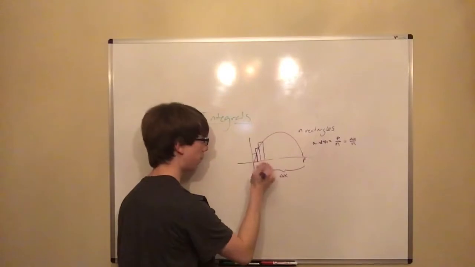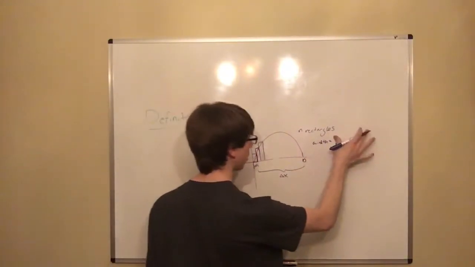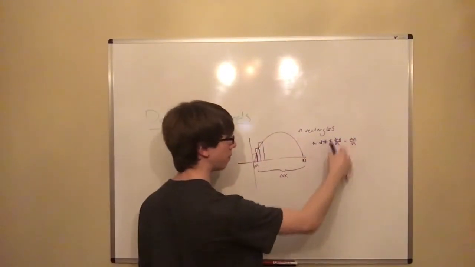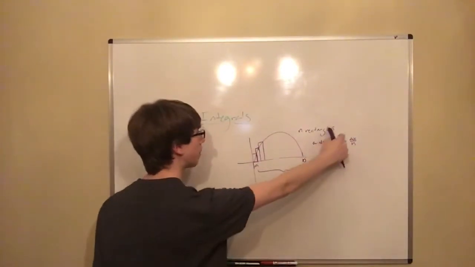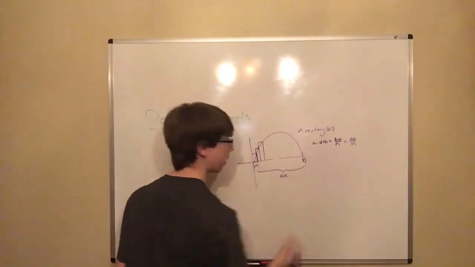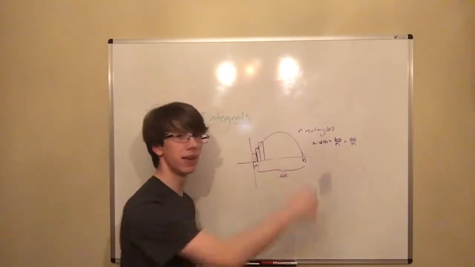If we were doing a to b, the distance would still be delta x, but the width would also be b minus a over n. So the width would be b minus a over n, which is also delta x over n. Alright? So, what is the height of each rectangle?